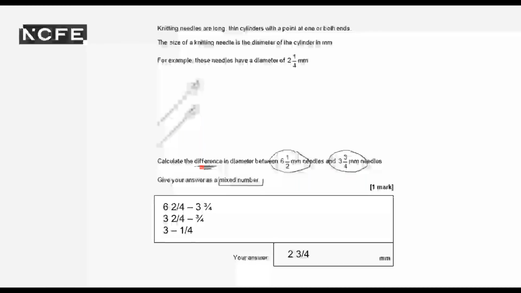I'm going to quickly check my answer. 2 3/4 plus 3 3/4 will give me 5 3/4 plus 1/4 will give me 6 2/4. 6 2/4 is the same as 6½. Yes, I'm happy with that answer. I'm going to move on.